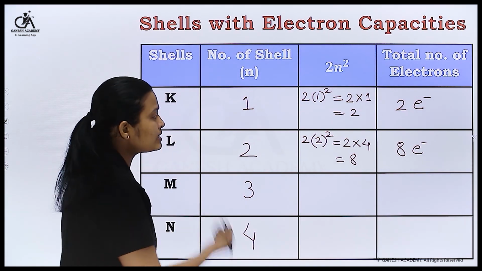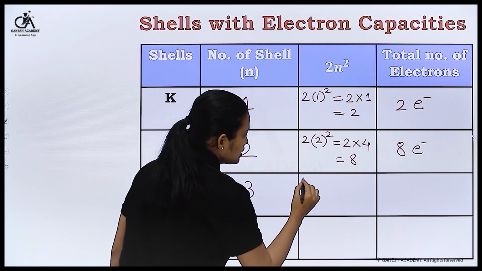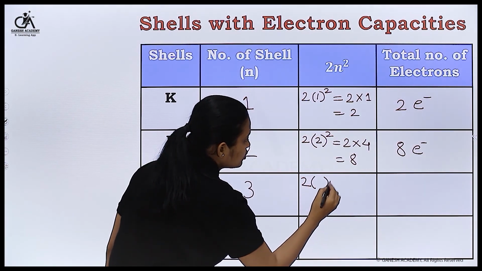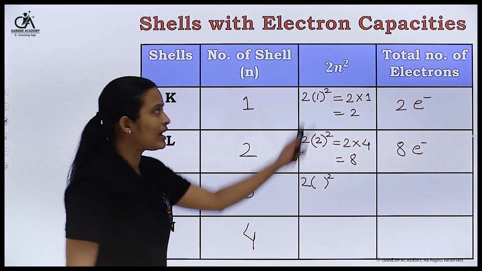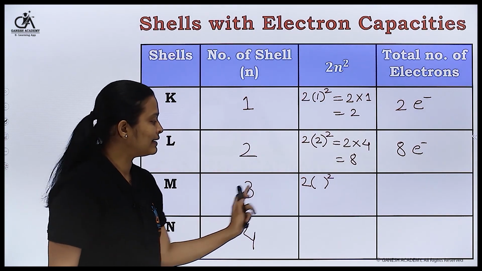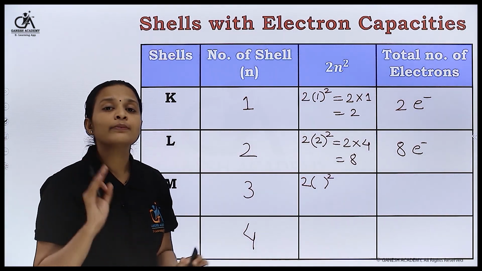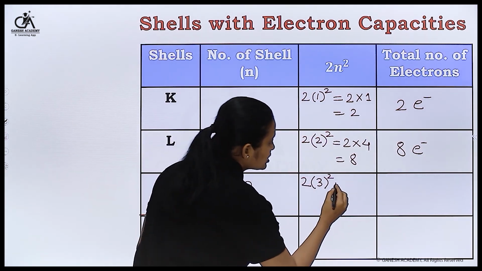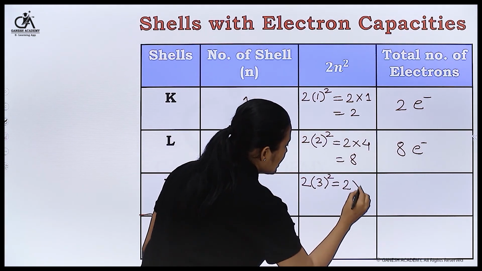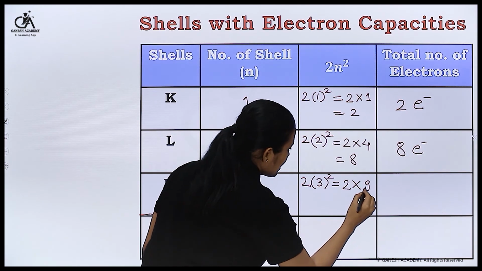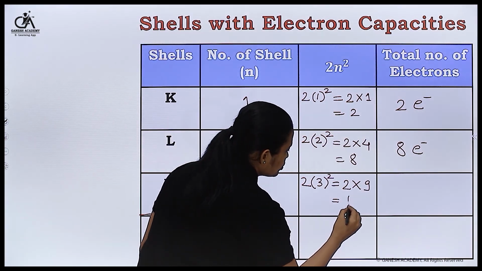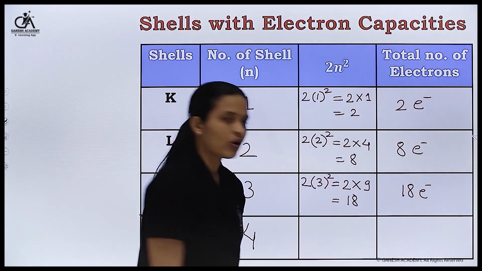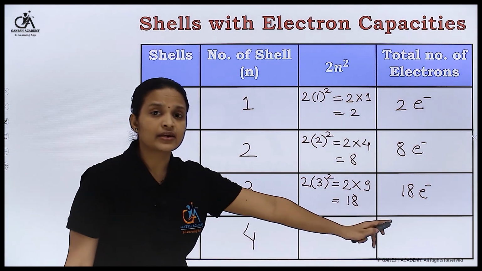Now I will move towards the third shell. Again you have to use the same formula, but change the value of n. So what is the value of n? The value of n is 3 because M is the third shell. So I will write here 3. Now the square of 3 is 9, so 9 into 2. So the third shell has an electron capacity of 18.